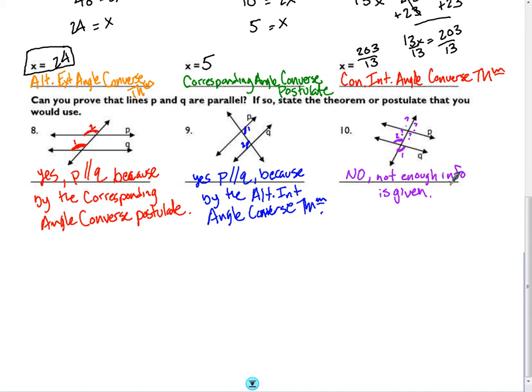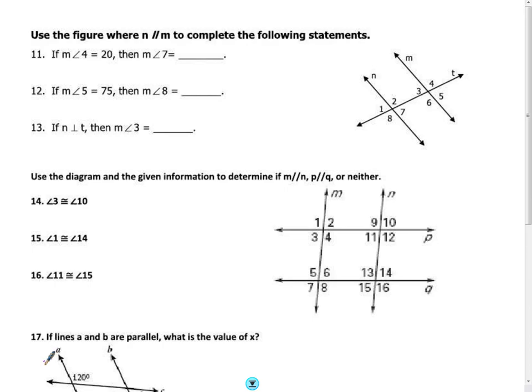So let's slide to the last page of our notes, and we're going to go ahead and go along the same type of logic of determining if I need converse or the regular theorem to prove parallel or to find the angle relationship. The first thing it says in the directions is use the figure, this figure right here, where N and M are parallel to complete the following statements. So because they give us that N and M are parallel to each other, that would tell me that squiggle squiggle dot applies, and I can label 1 and 7 as dots, 3 and 5 as dots, 4 and 6 are squiggles, and 2 and 8 would be squiggles.